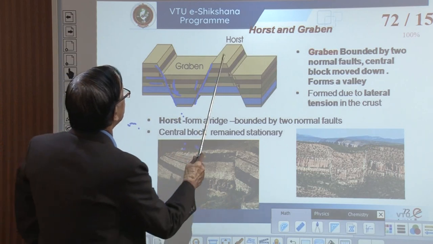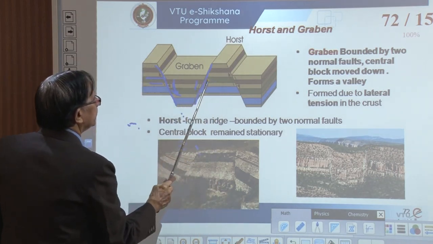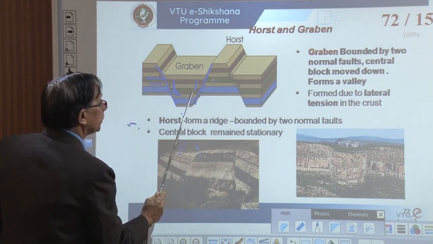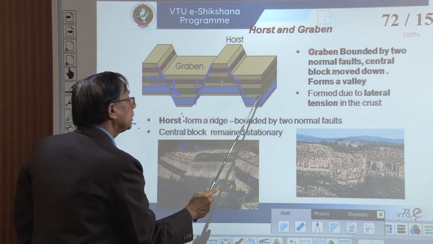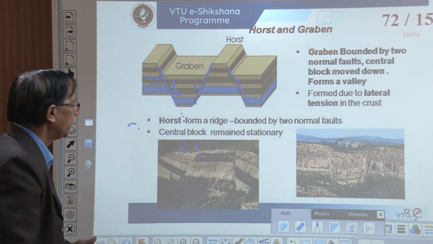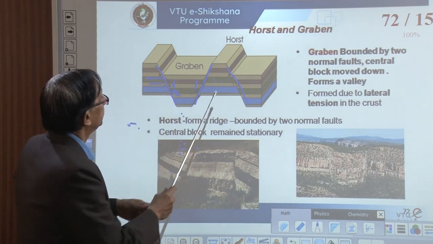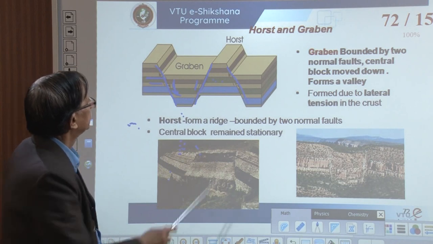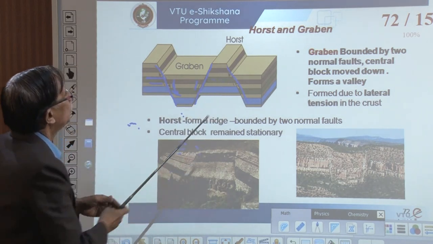The reverse is a ridge or horst. This is also a normal fault. This is the foot wall below, and this is the hanging wall above. If you consider this is the foot wall, this is the hanging wall. This also is bounded by two normal faults, but the central block remained stationary. Here different, here different. Ridge-like features are formed, and that is a horst.